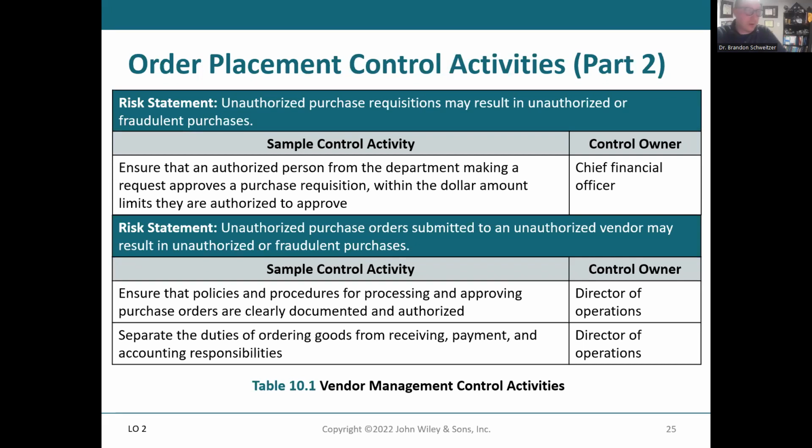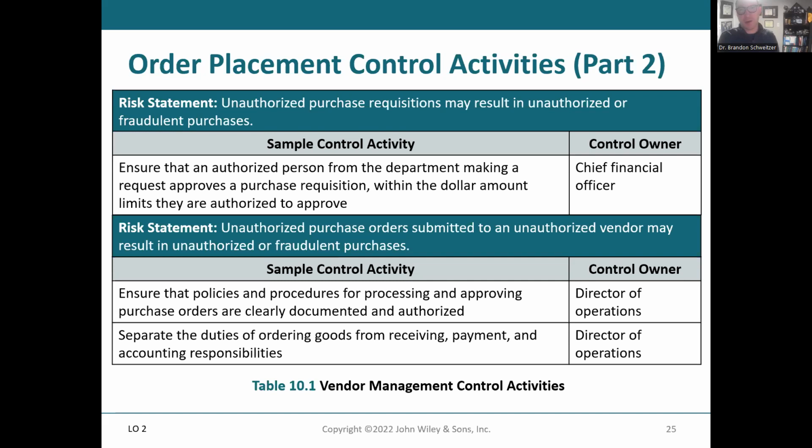Order placement. So additional risk. Unauthorized purchase requisitions may result in unauthorized or fraudulent purchases. Yeah, of course. Making sure that whoever's responsible for approving the POs is not the same person paying. Yeah. So having that segregation of duty is really important.